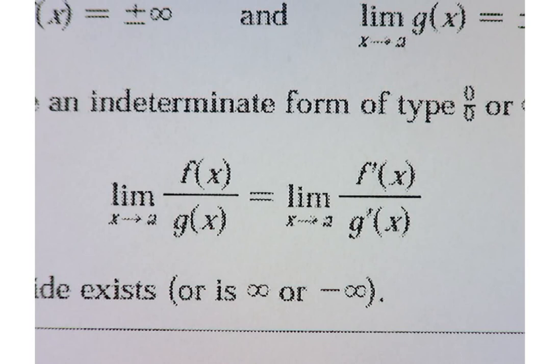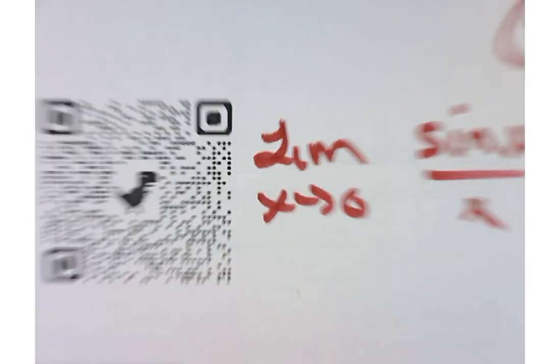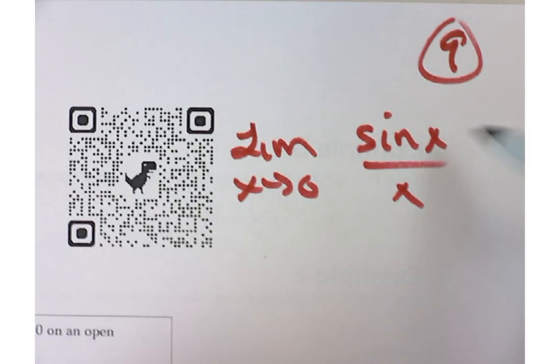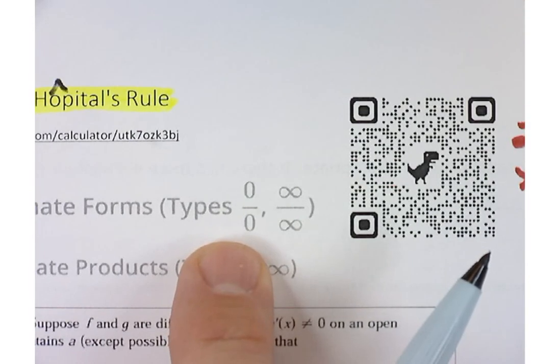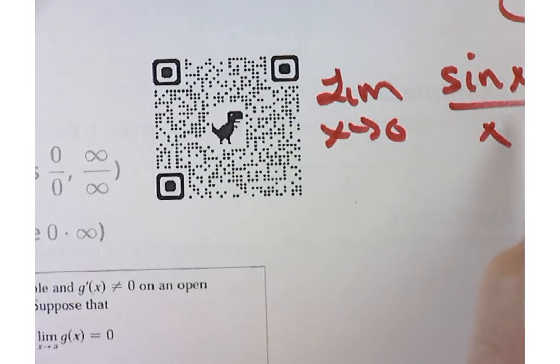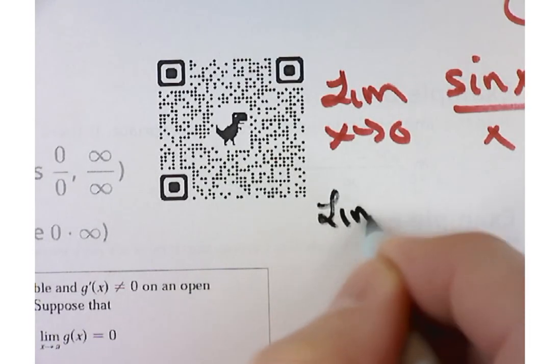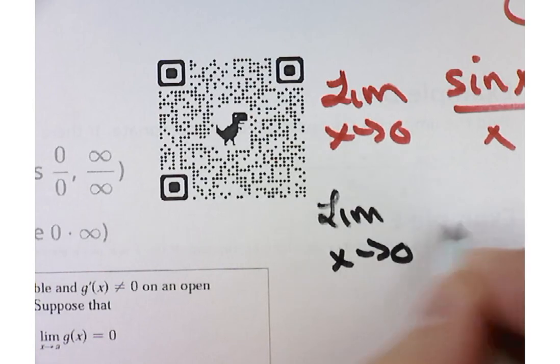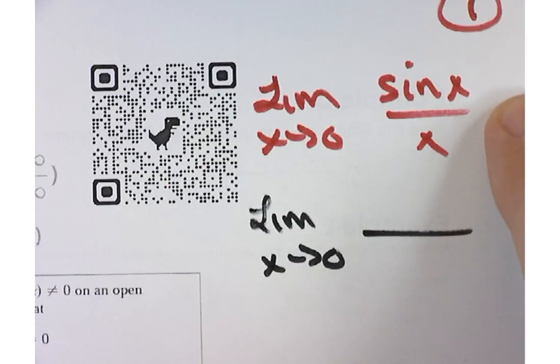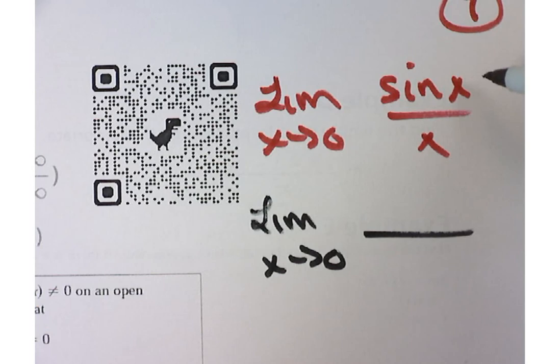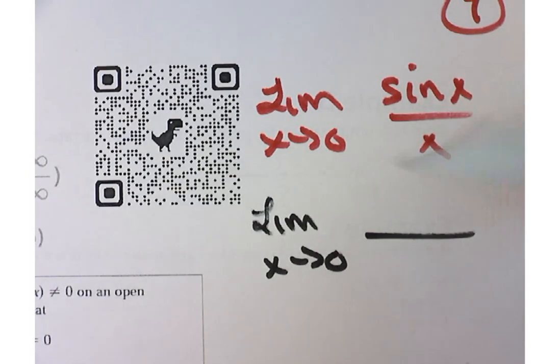Let me give you a quick example with the one that we put up to start this. The sine of 0 is 0, and as x approaches 0, x goes to 0. So this fits this pattern, 0 over 0. I can't just plug that in, so I'll differentiate the numerator and I'll differentiate the denominator. The important thing to realize is that when you're using L'Hopital's rule, you're not applying the quotient rule to this.